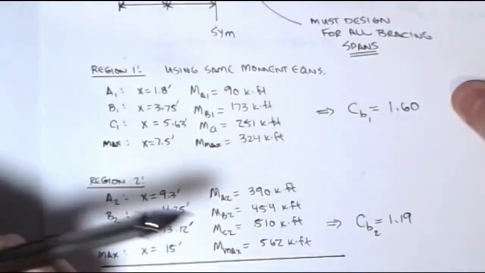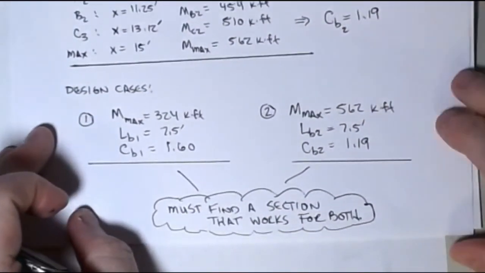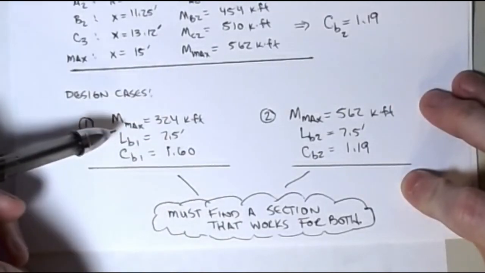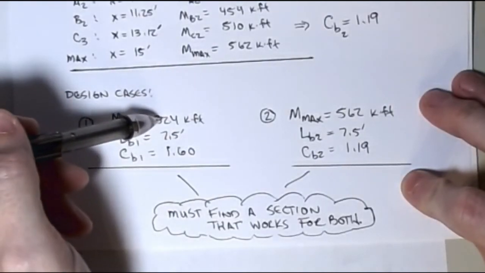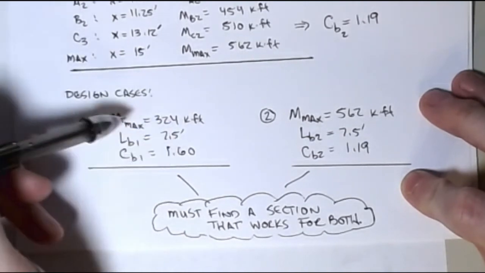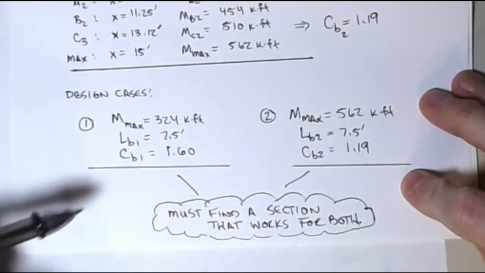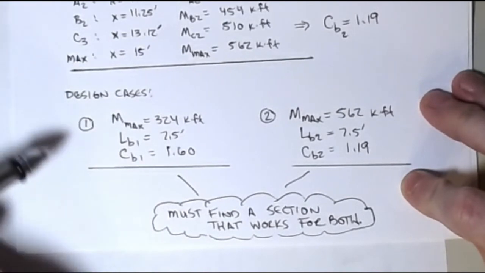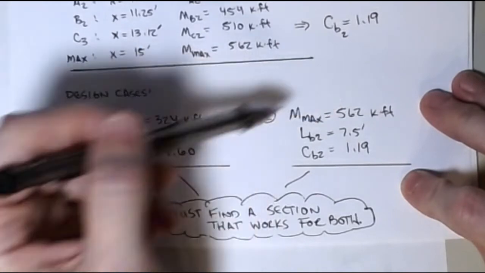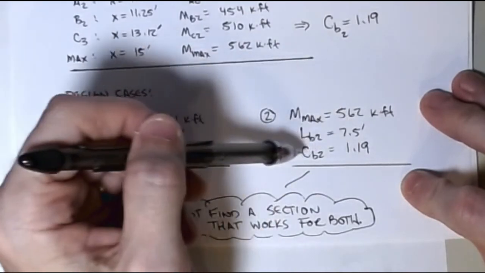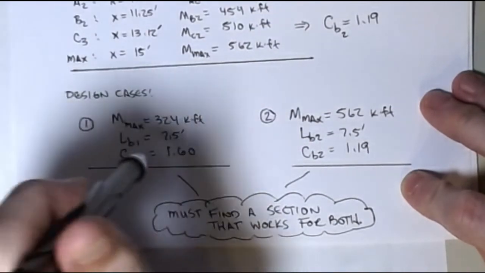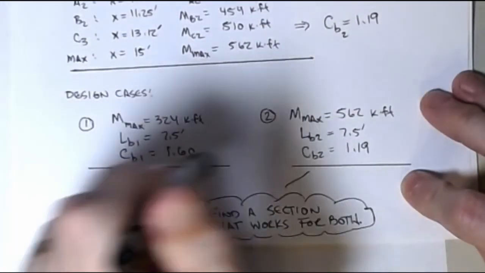So what we have to do is repeat our process for our design cases. I would have to consider the case for region 1 in which the maximum moment was only 324, the unbraced length was 7.5 feet, and our CB1 value was 1.6. These 3 together make the set of criteria that we have to look up. Then region 2 would be Mmax of 562, that was the peak moment, our LB2 of 7.5, and our CB2 of 1.2. We would have to play this exact same game, and I would have to choose a beam that worked for both cases.